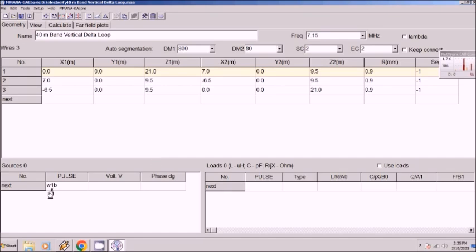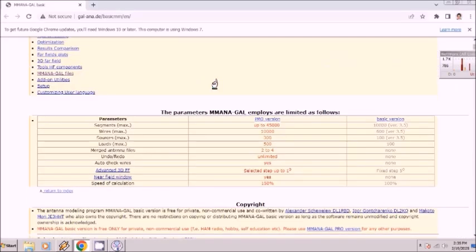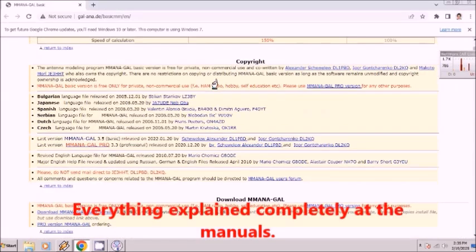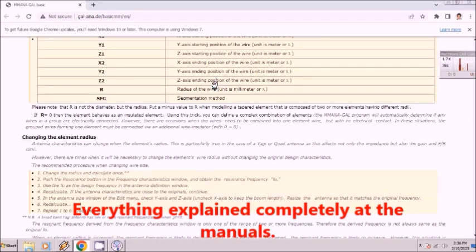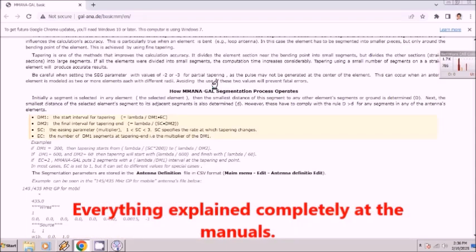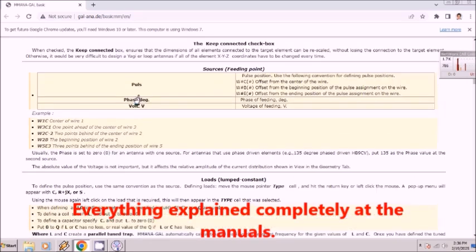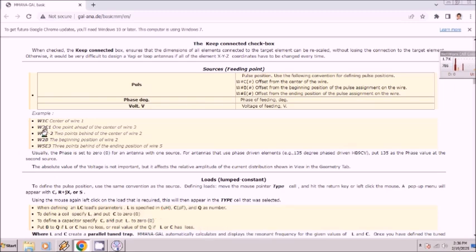How do you know this? Just go to the manual, scroll up, scroll down, don't worry, everything is there about pulsing, entering signal. Yes, pulse at the feed point. For example, W1C stands for center of wire number 1. W2B stands for the beginning of wire number 2. So this is very easy.